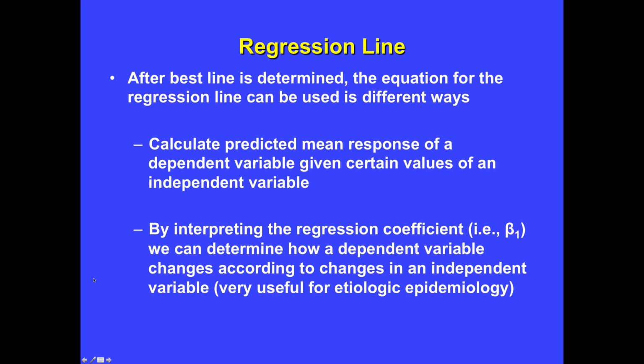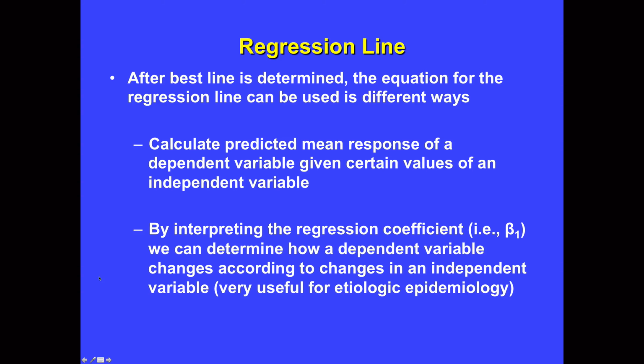Once you have your regression line determined, there are a number of ways that it can be used in public health and in epidemiology. So first of all, you could calculate predicted mean values of the dependent variable given certain values of an independent variable. And prediction models are quite commonly used, and linear regression contributes to that type of prediction quite often.